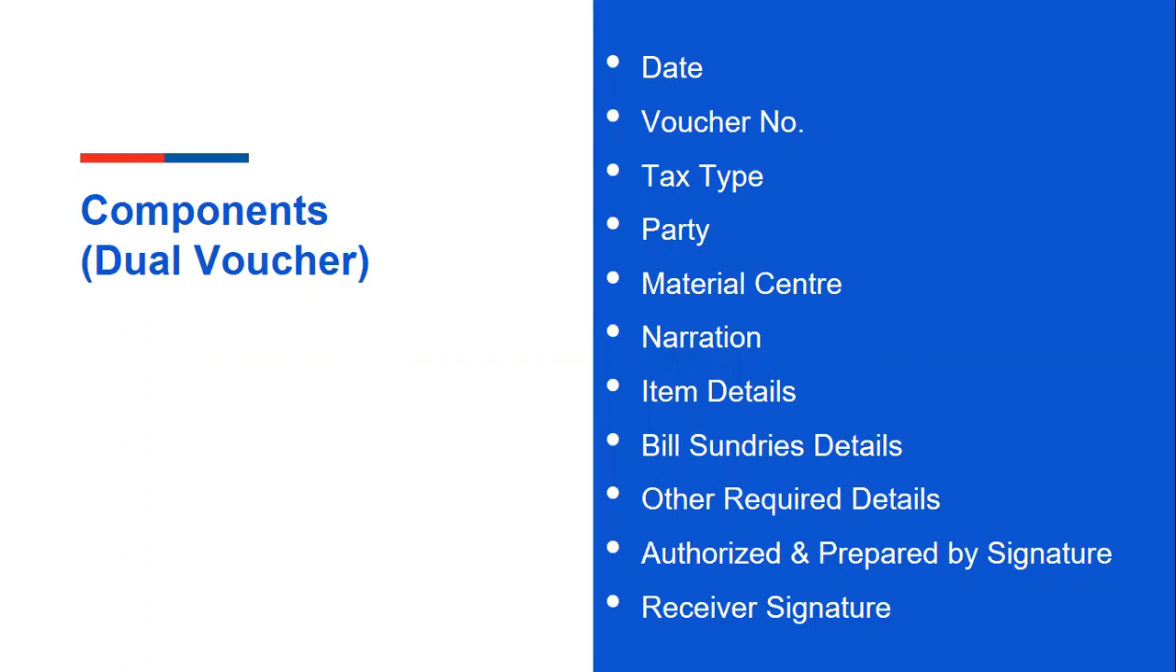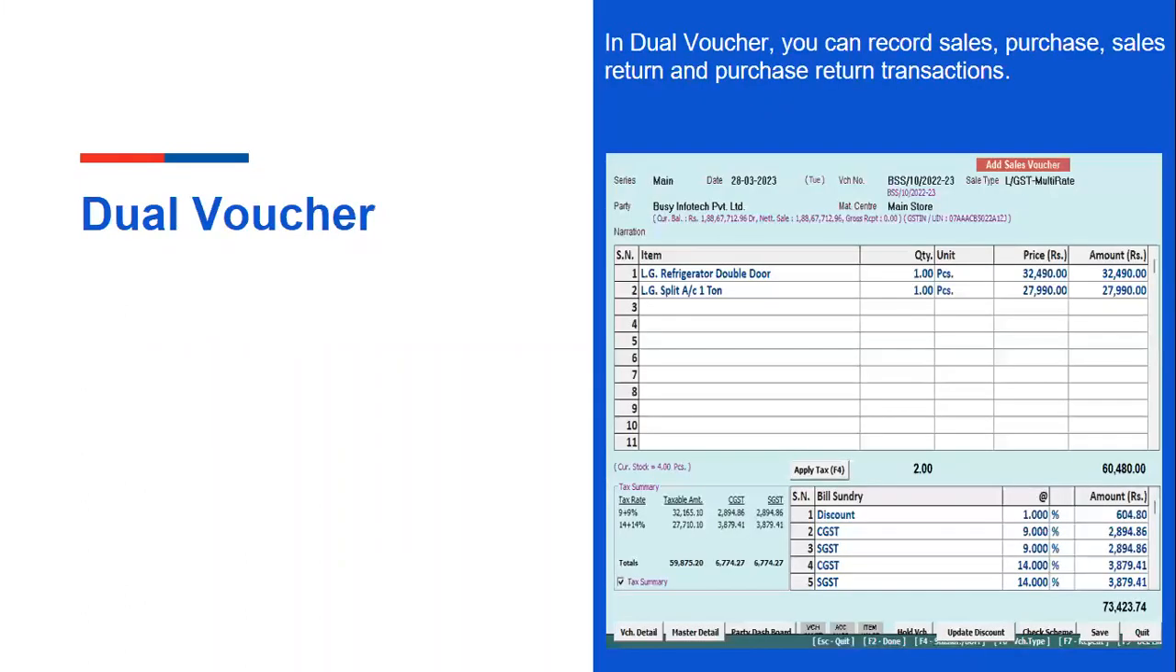What are the dual vouchers? Sales, purchase, sales return, purchase return. These four vouchers belong to dual voucher, because if you are recording the transaction in sales, purchase, sales return, or purchase return voucher, that means your accounting plus inventory both will be affected. This is the dual voucher screen you can see. So in dual voucher, you can record sales, purchase, sales return, or purchase return transactions.